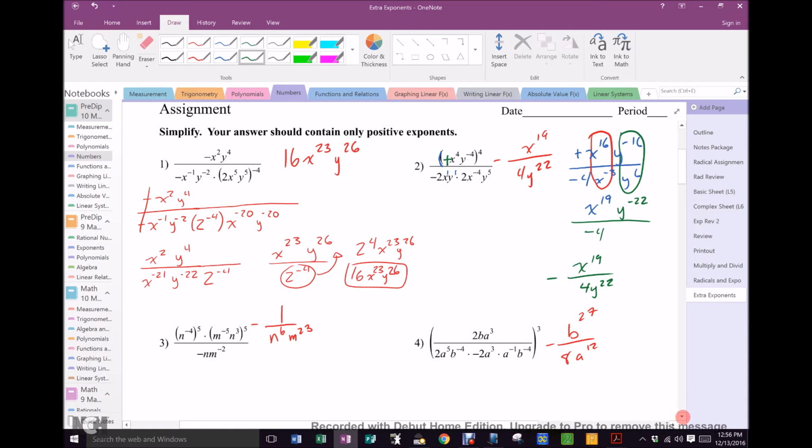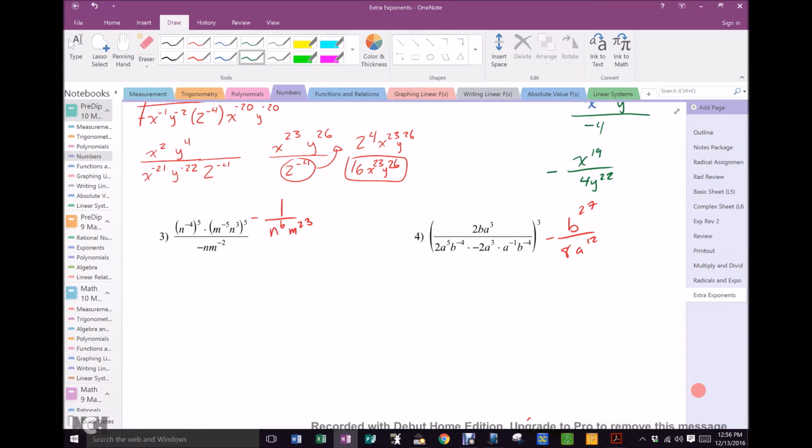All right. Do I need to do number 3? No. Does anybody want to see 3, or are you starting to get the hang of it? 3? Okay. So the first one is n to what power? Negative 20. And then m to the negative 25 and n to the 15 over negative n m to the negative 2. That 2 is not bracketed, so it's only with the m, right? Now, what can I put together up top?